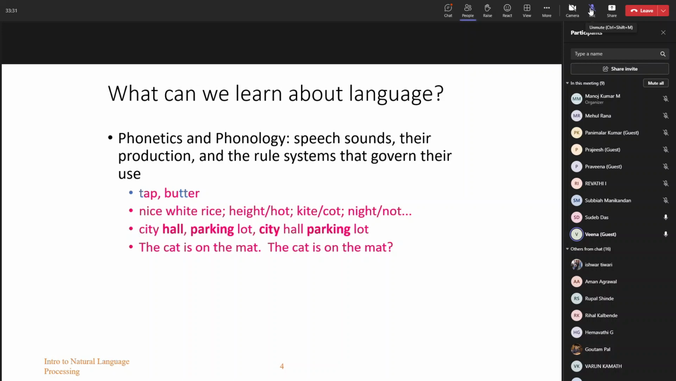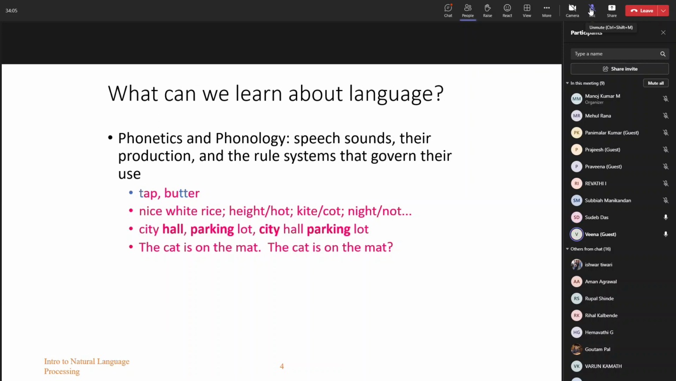City hall, parking lot. If you just see the sentence, it doesn't make much sense. But when you listen to that person talking, you will know there is a city hall and a parking lot, and within that city hall, that is what they are looking for. Which one is right actually here? First one or second one? City hall, comma, parking lot, and the next one is city hall parking lot.